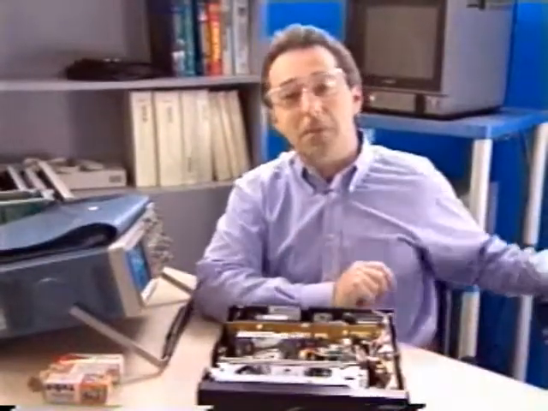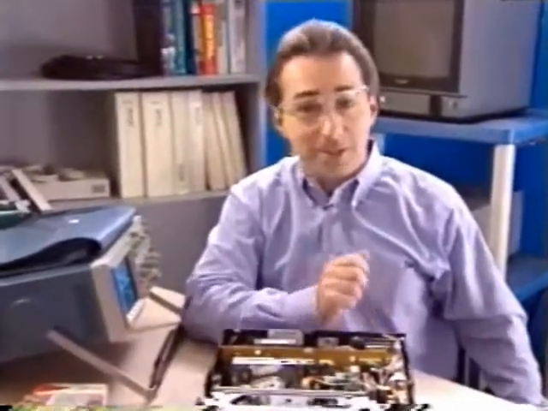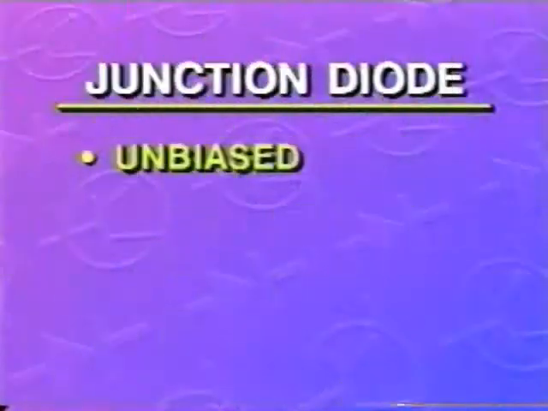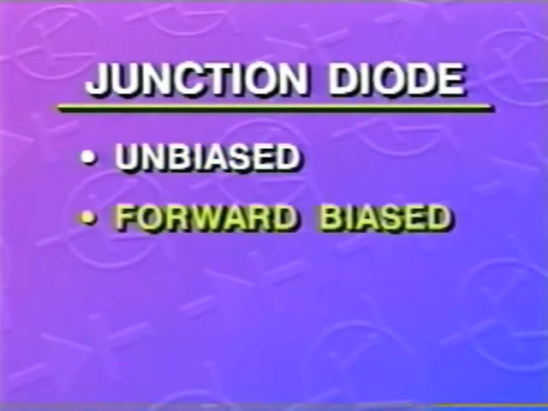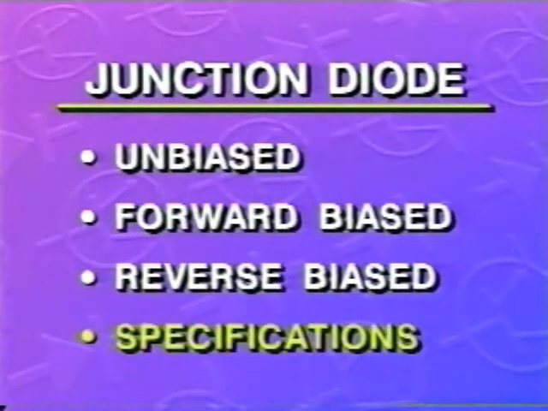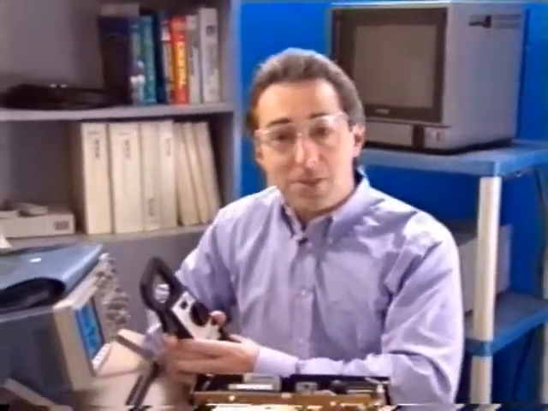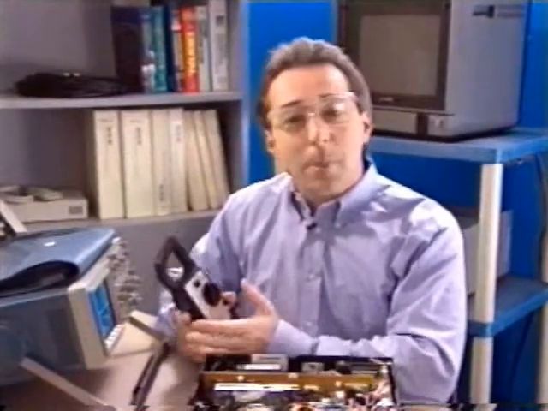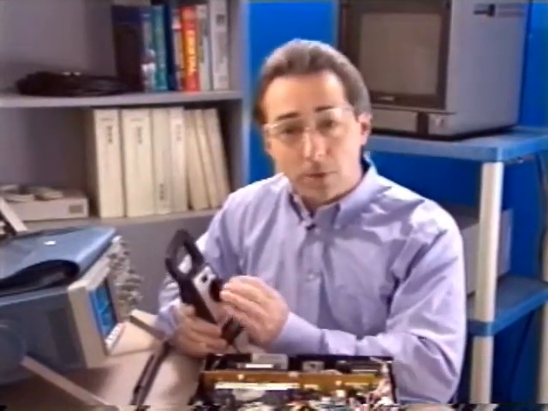In this part, the theory behind the operation of a junction diode will be examined. You'll see how it behaves when unbiased. Then, after a voltage has been applied, you'll see how a junction diode can be either forward biased or reverse biased. Finally, some common diode specifications will be introduced. Let's get started. We'll look first at an unbiased junction diode. An unbiased diode has no external voltage applied to it.